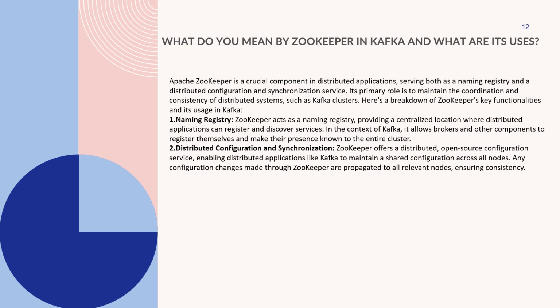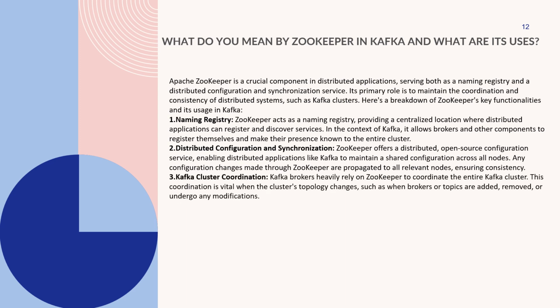Second is distributed configuration and synchronization. Zookeeper offers a distributed open source configuration service, enabling distributed applications like Kafka to maintain shared configurations across all nodes. Any configuration changes made through Zookeeper are propagated to all relevant nodes, ensuring consistency. Third is Kafka cluster coordination. Kafka brokers rely heavily on Zookeeper to coordinate the entire Kafka cluster, including cluster topology changes such as when brokers or topics are added, removed, or undergo any modifications.